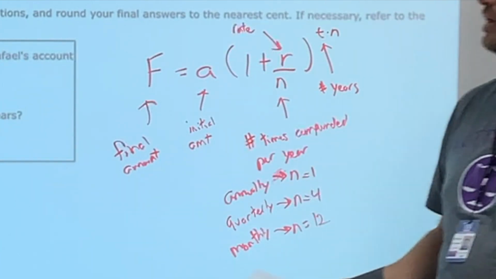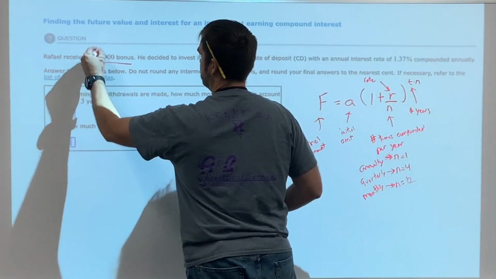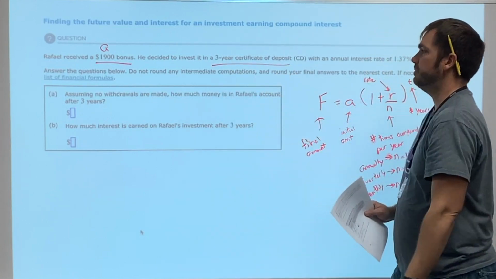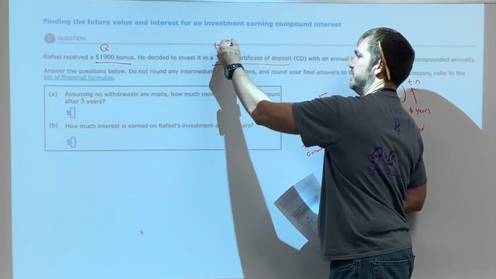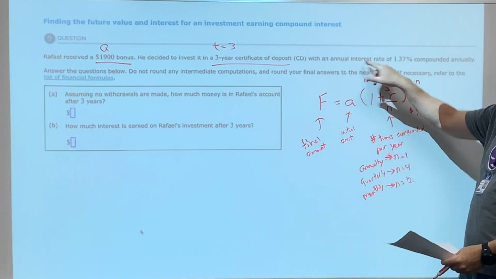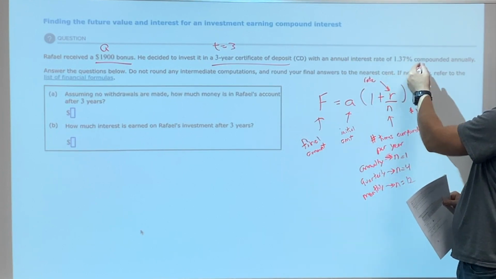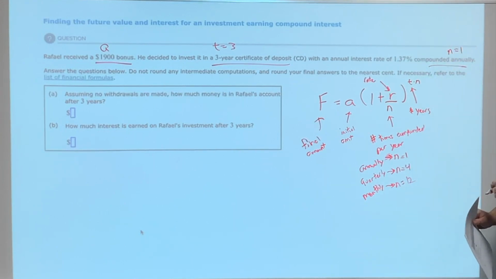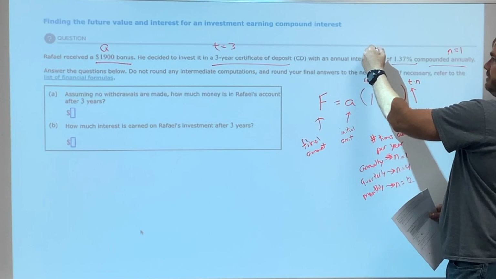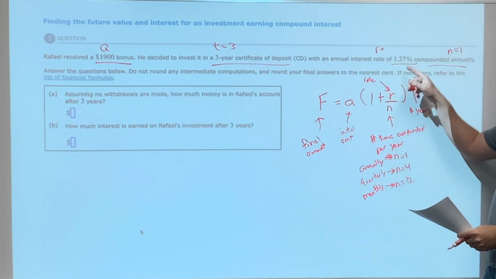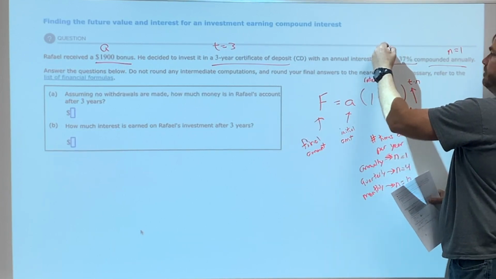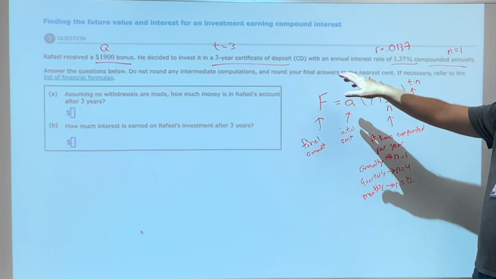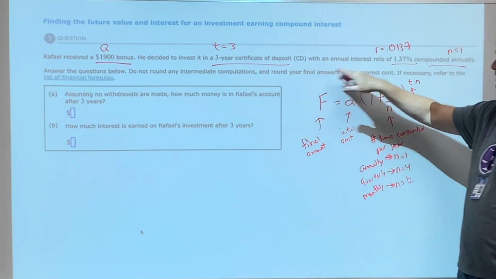So let's go ahead and read through this particular problem. Raphael received a $1,900 bonus. That's his initial amount. He decided to invest it in a 3-year certificate of deposit. So our time frame, I can already tell you, is going to be 3 years, with an annual interest rate of 1.37% compounded annually. So annually means n is equal to 1. 1.37%, if we turn that into decimal, so we divide it by 100, that would be 0.0137. Answer the questions, don't round any intermediate computations, write a final answer to the nearest cent.